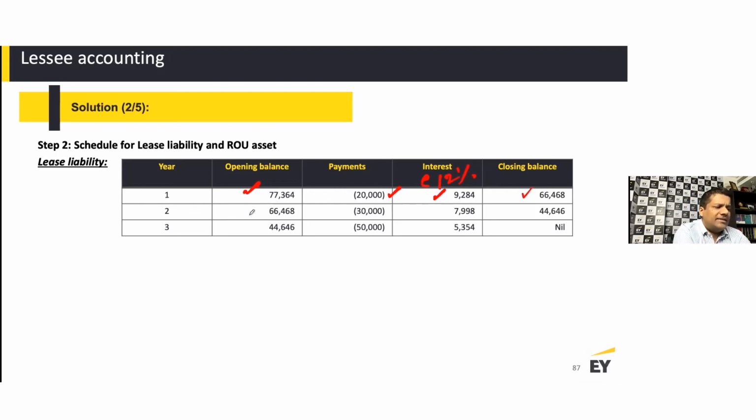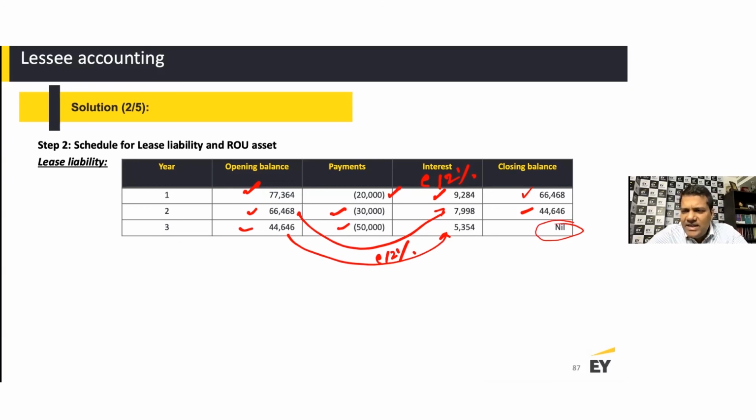My closing balance is 66. That becomes my opening balance, and I make a payment of 30,000 on 66. I'm going to record interest at the rate of 12%. That comes to 7,998. This is my revised balance, and this is my opening balance, and then I make a payment of 50 on this. Again, at the rate of 12% per annum, it becomes 5,005. Then it becomes 0. That's how. So this is the accounting which I am doing. This is for the table.